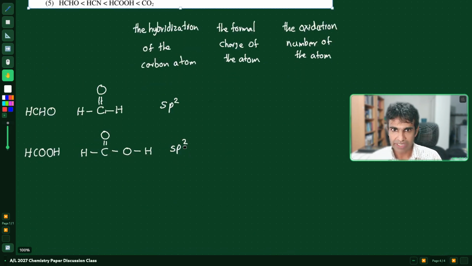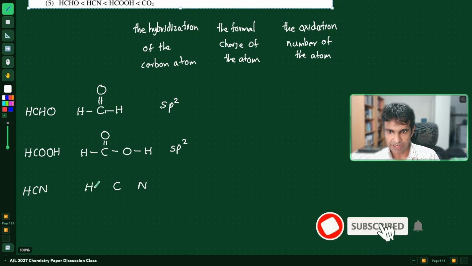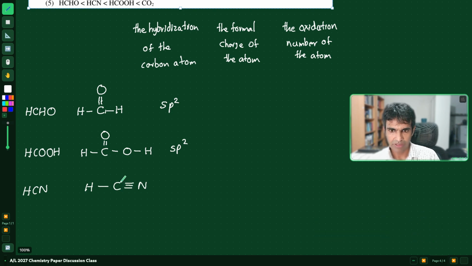Next one, hydrogen cyanide. Central atom, carbon, there is a hydrogen atom, there is a nitrogen atom. Valence of hydrogen is 1, valence of nitrogen is 3. So how many sigma bonds are there? 1, 2. How many pi bonds are there? 1, 2. So carbon has formed 2 sigma bonds with 2 pi bonds, which means the hybridization must be sp. There are 2 sp hybrid orbitals. They can form 2 sigma bonds. Then remaining 2 p orbitals can form 2 pi bonds.